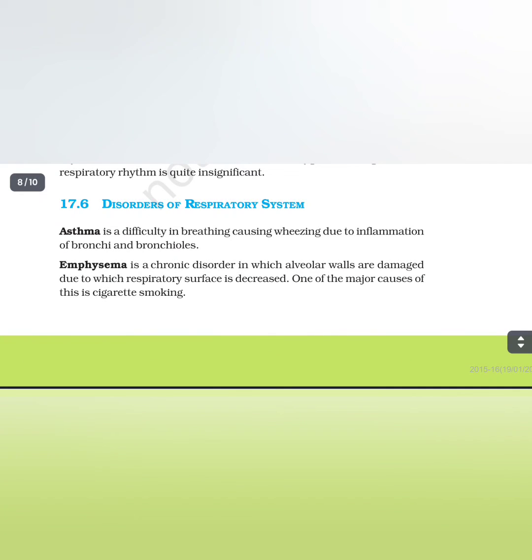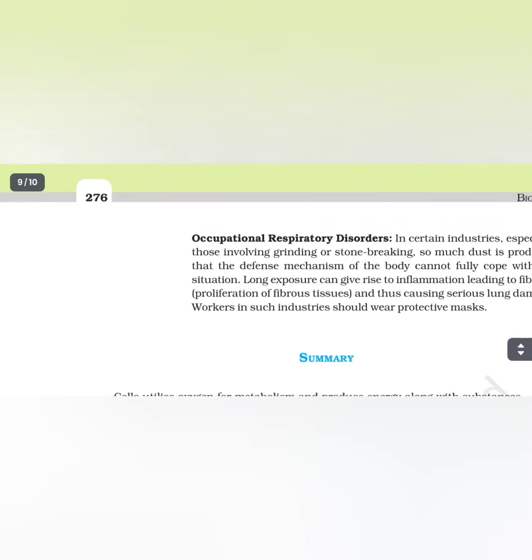Respiratory disorders. Asthma is a difficulty in breathing causing wheezing due to inflammation of bronchi and bronchioles. Emphysema is a chronic disorder in which alveolar walls are damaged, due to which respiratory surface is decreased. One of the major causes of this is cigarette smoking.